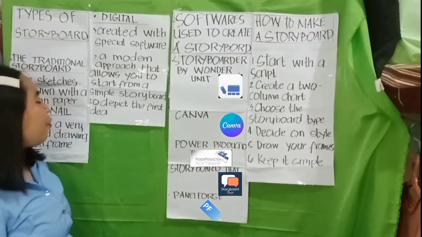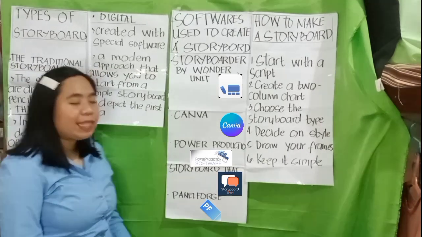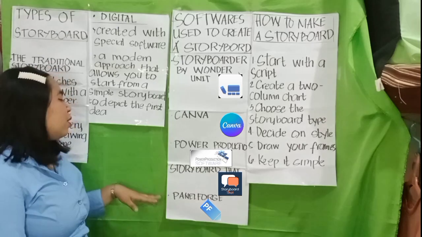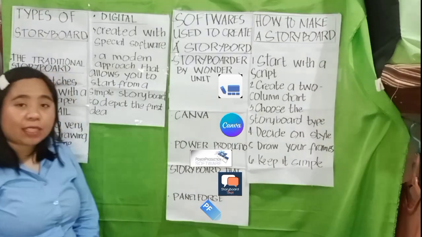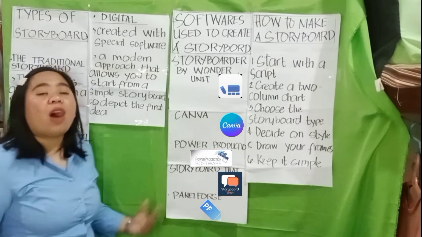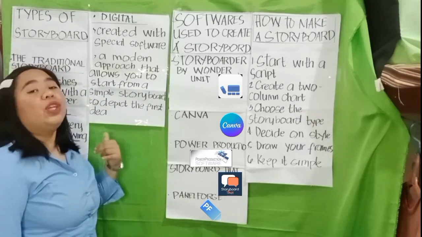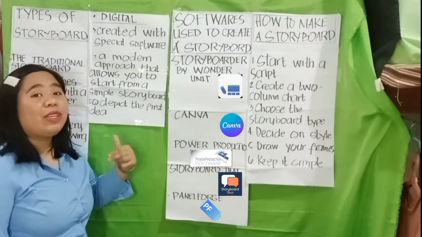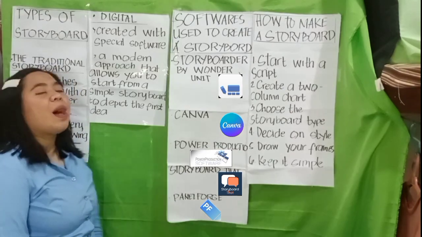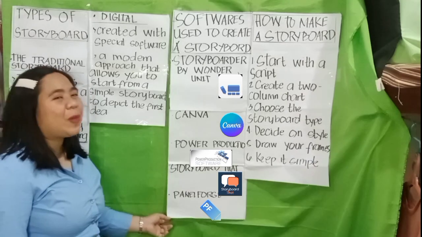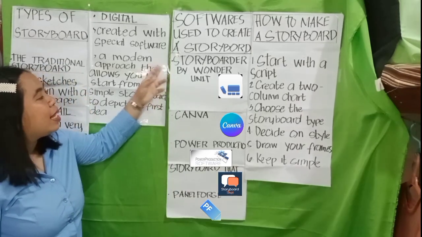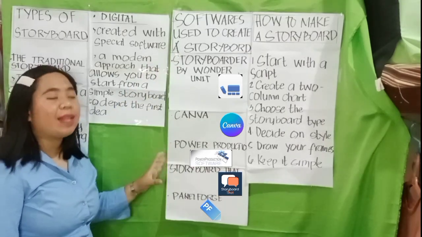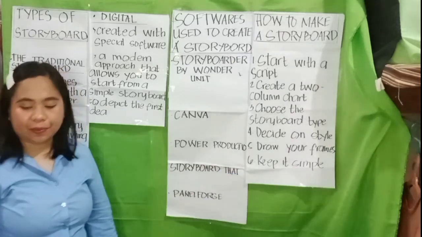The third software is Power Production. This is also free. You can have it online, or you can download it by searching for its installer. The fourth software is Storyboarder. This is the common and most used software in making a storyboard because of its features. It is user-friendly. Then the last one is Panel Forge. Panel Forge is complicated, just like Storyboarder by Wonder Unit. But all of these are among the most recommended software to make a storyboard.